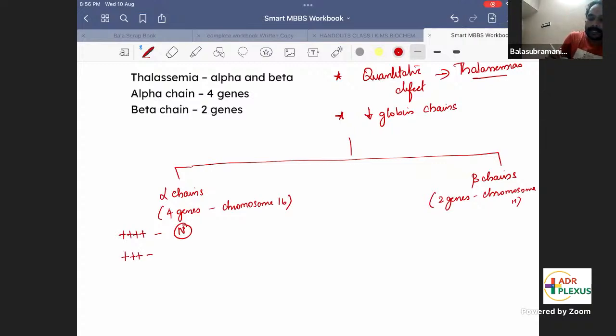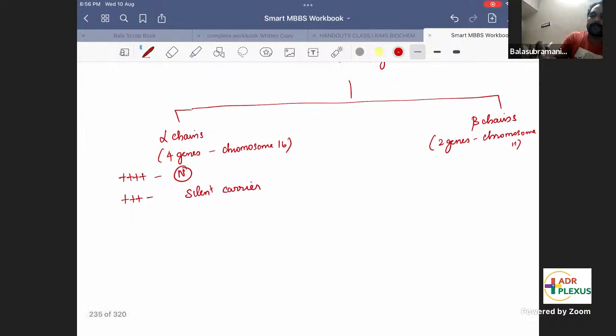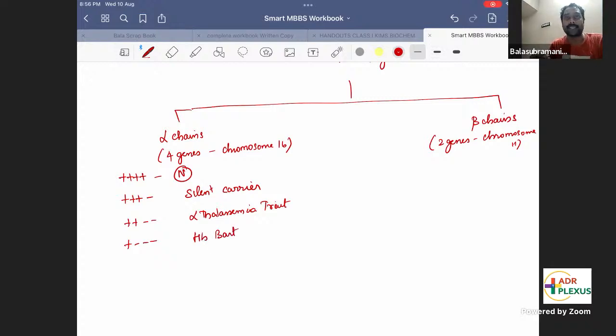If 3 genes are present and 1 is absent, then it is called silent carrier. If 2 genes are present and 2 are absent, then it is called alpha thalassemia trait. If only 1 is present, then it is called hemoglobin Bart's. I told you this. Hemoglobin Bart's is a hemoglobin that can move faster than the adult hemoglobin. If all the 4 genes are knocked out, the baby cannot survive. It will die in the uterus. That is called hydrops fetalis.